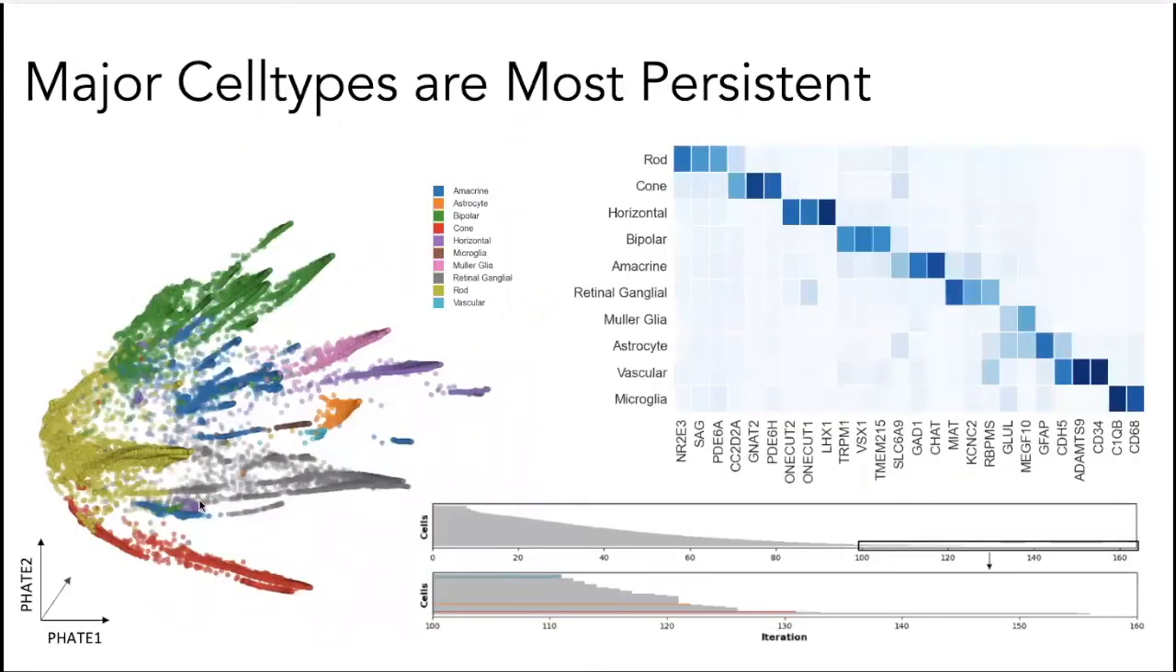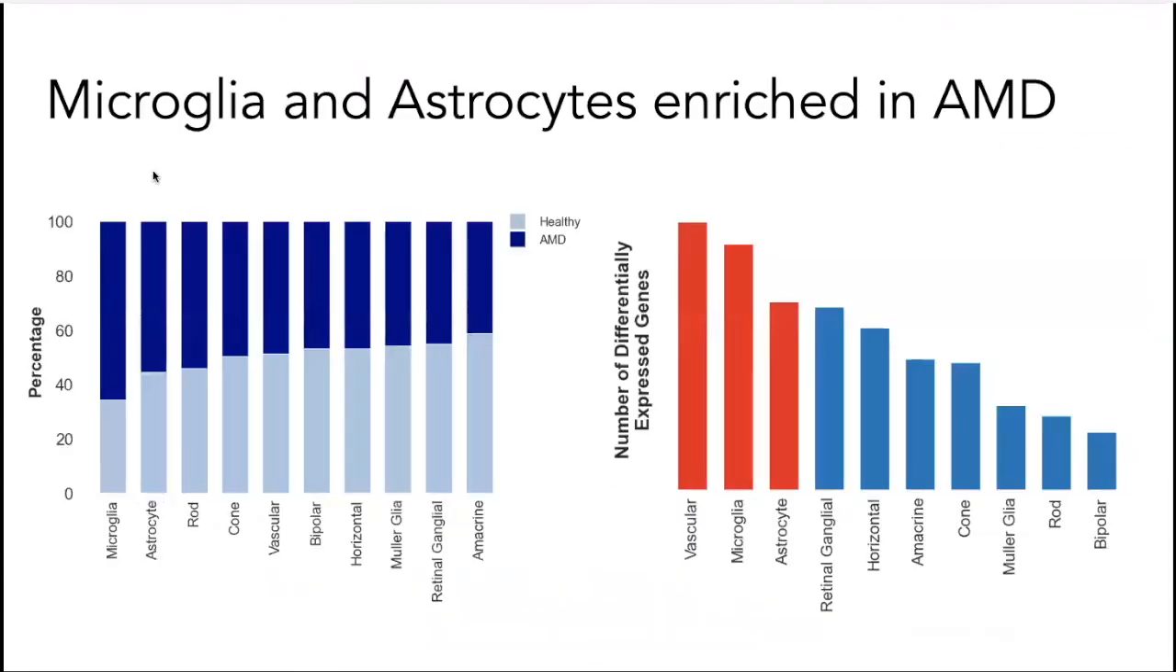So PHATE shows you the overall structure of this, and you can see using the condensation homology that the most persistent clusters are the ones that you think about, the canonical cell types that the biologists think about. But when you look at how differentially enriched they are between the healthy and the AMD, what you start seeing is this very strong immunological signature with microglia and astrocytes highly differentially expressed.